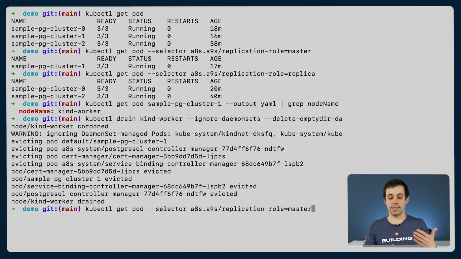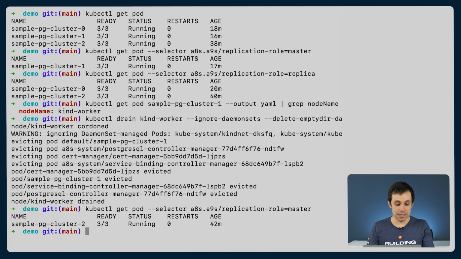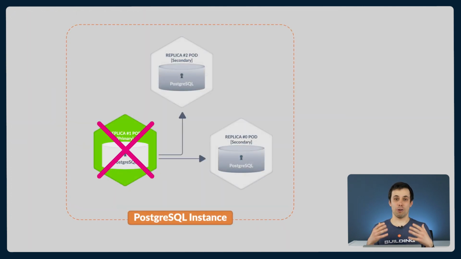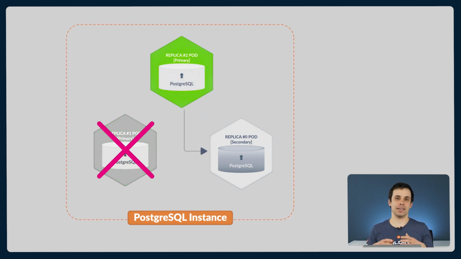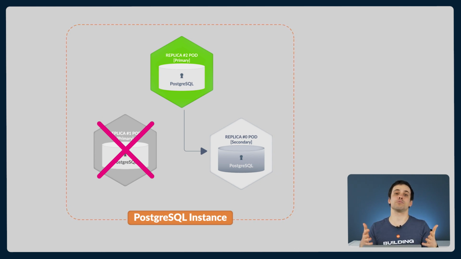kubectl get pod selector any8s any9s replication role equal master. Again, apologies. And now we can see that the primary is no longer the old one, sample PG cluster 1, but it's sample PG cluster 2. So what happened is that as soon as the old primary, sample PG cluster 1, died, any8s detected that the primary had died, and the two other replicas immediately elected a new primary among them, which means that even as the primary dies, a new one is elected immediately so that your application can keep writing to the database.